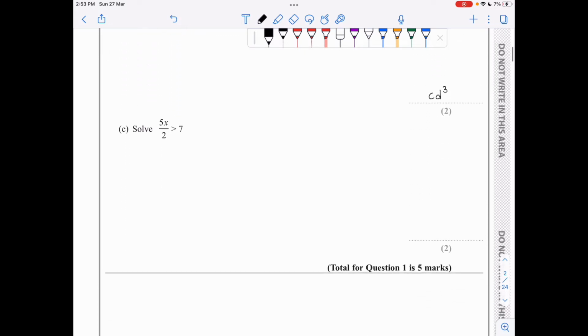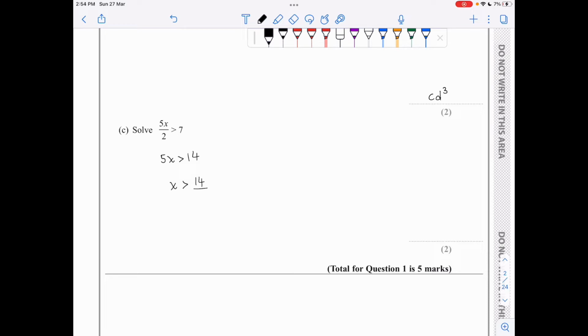C is an inequality. I will start off by cross multiplying by 2 to get 5x is greater than 14. Then if I divide by 5, I get x greater than 14 over 5.